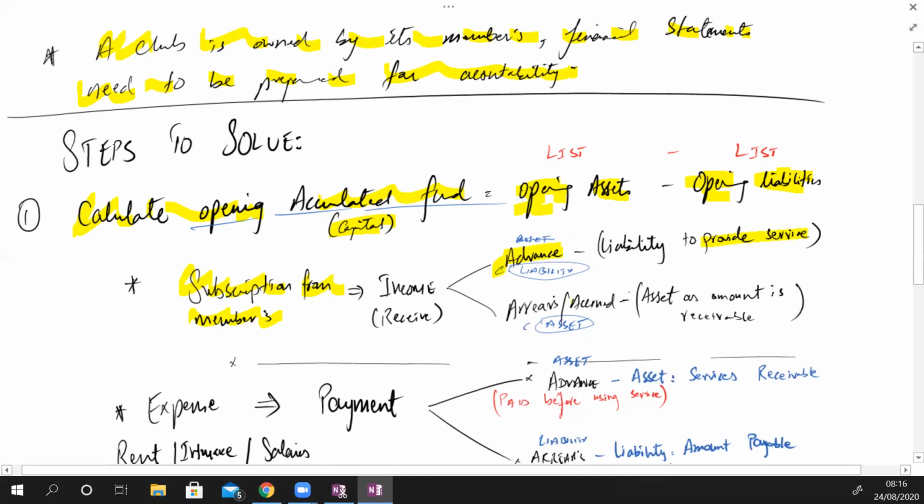But if you are receiving subscription in arrears or accrued subscription, that means it is due to be received. So it's an asset. Okay. At the start of the year, if you're given accrued subscription or arrear subscription or prepaid subscription, so prepaid subscription will be a liability and subscription in arrears will be an asset.